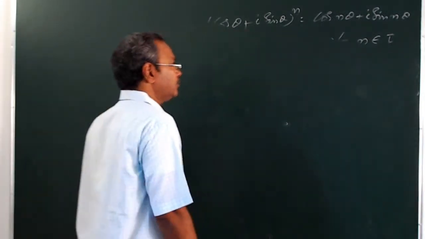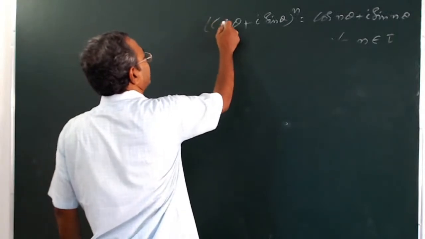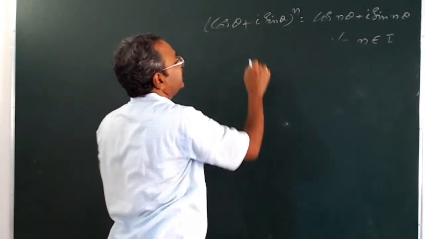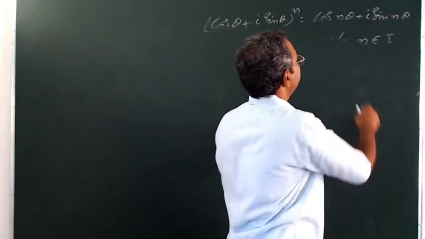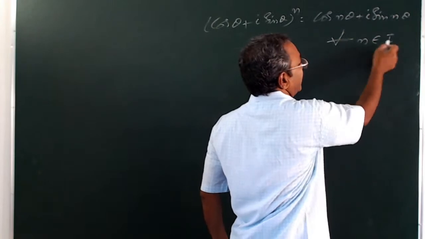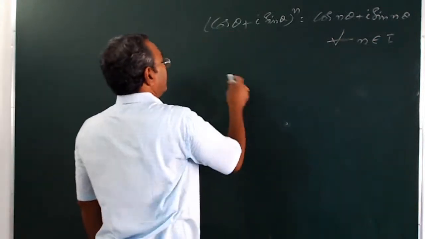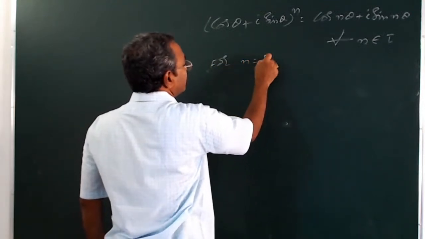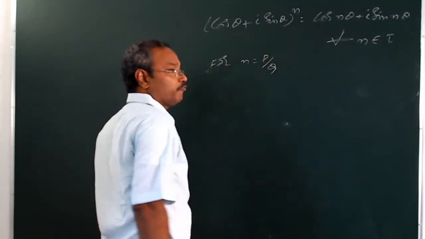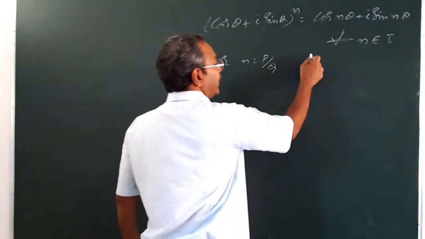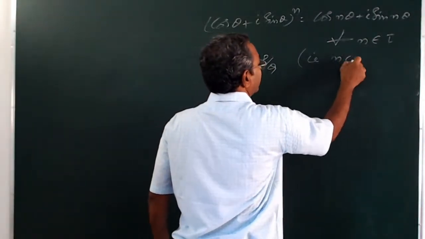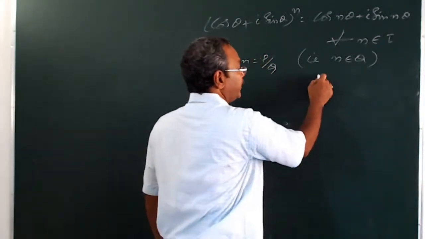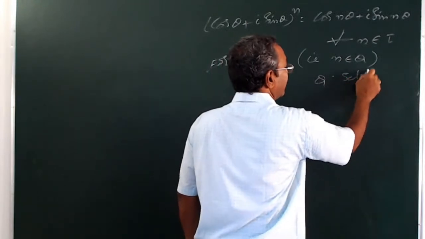Right? So, this is the statement for De Moivre's theorem for integers. Cos theta plus i sin theta whole to the power of n is equal to cos n theta plus i sin n theta for all n belongs to I. Now, for n equal to p by q, that is, n belongs to Q, where Q is the set of rational numbers.